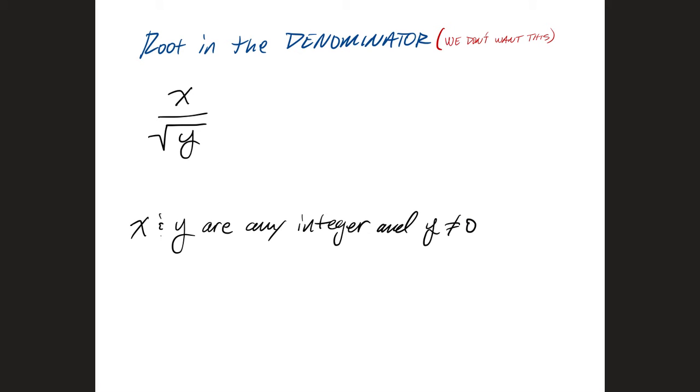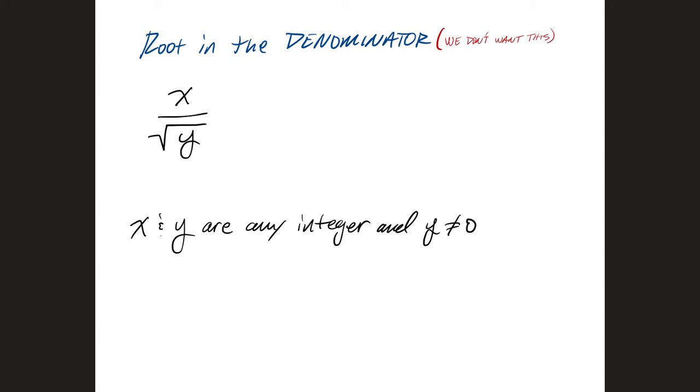Okay, so now we have a square root, or root, in our denominator. And here x and y are any integer. We're just going to use integers for now. And y cannot equal 0. You see why that would be a problem. We cannot divide by 0. Bad things happen. The universe implodes upon itself. We're going to avoid that.